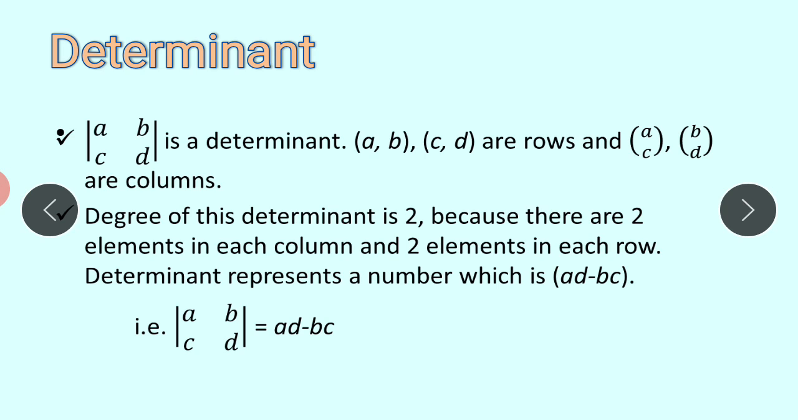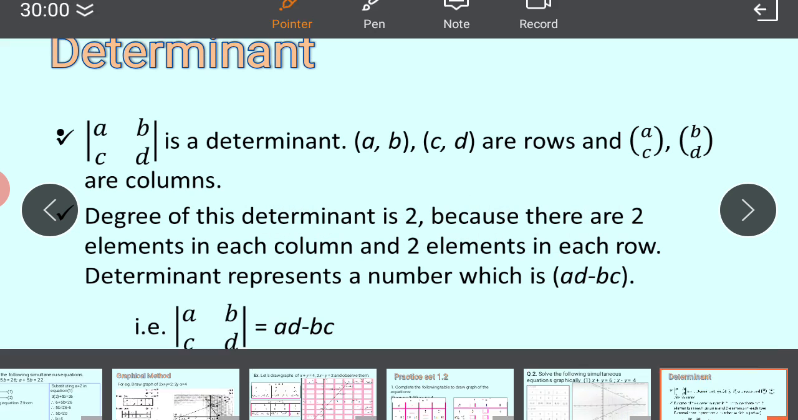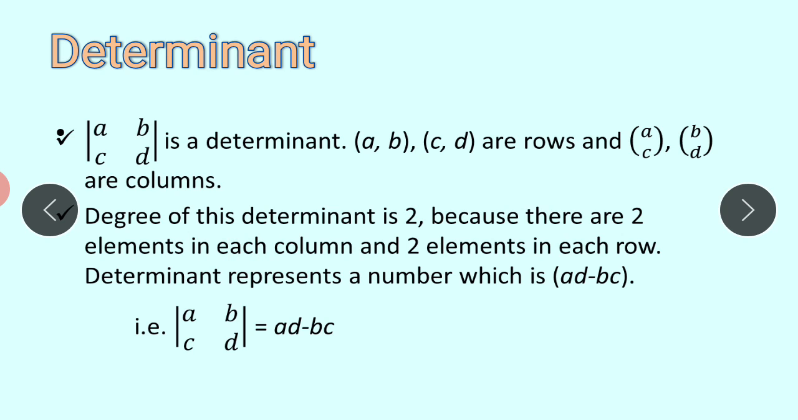Students, see here A B and C D. This full symbol is called a determinant. A, B and C, D are rows. A, C and B, D are columns. The degree of this determinant is 2 because there are 2 elements in each column and 2 elements in each row. A determinant represents a number which is AD minus BC.